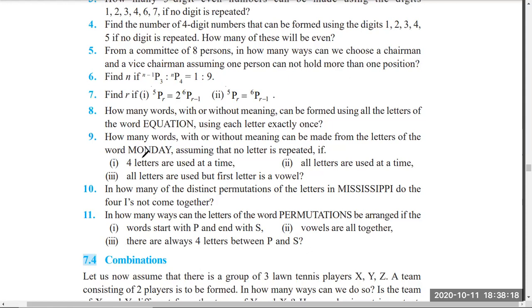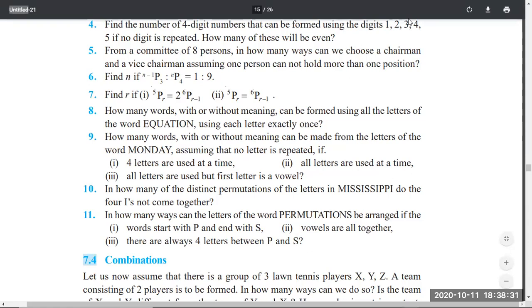Without a meaning, you have to arrange all the letters used in it. So you can try these questions. I'm not saying it again. So let's solve some, 7.4.